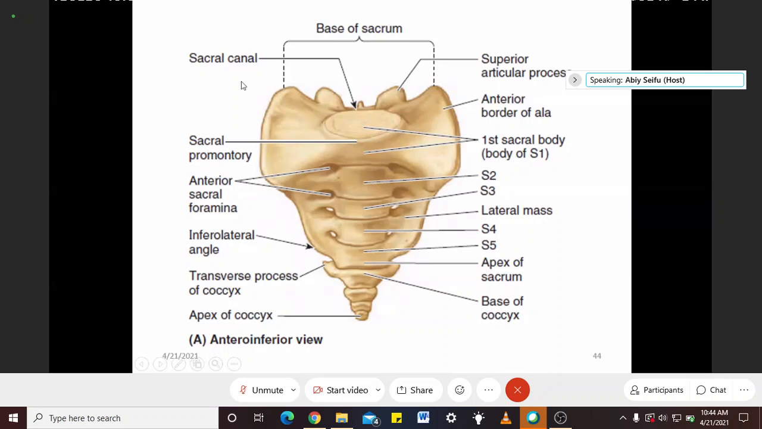Then this sacral canal contains the terminal end of the spinal cord, that means cauda equina, which is a horse tail-like structure, and they give a branch, the sacral spinal nerve. This sacral spinal nerve bifurcates into anterior and posterior primary rami. Then these anterior and posterior sacral rami exit through the anterior and the posterior foramina.